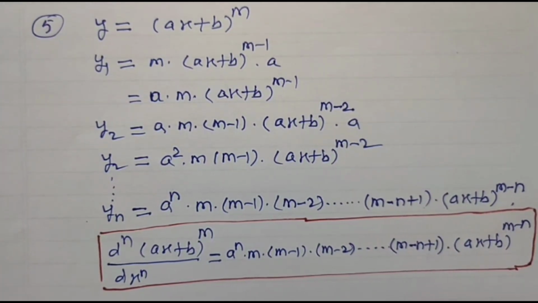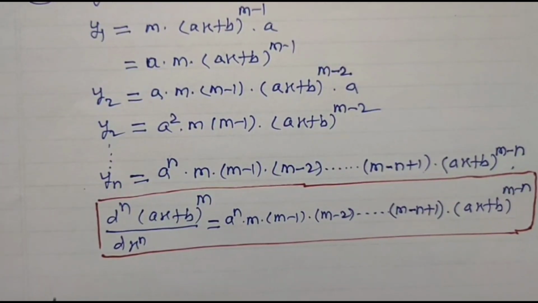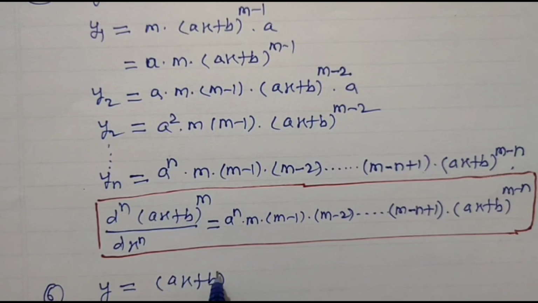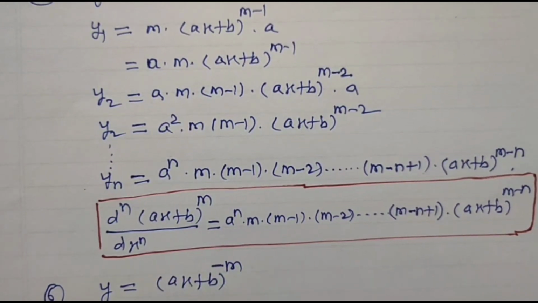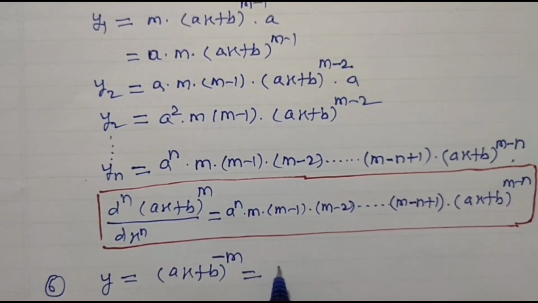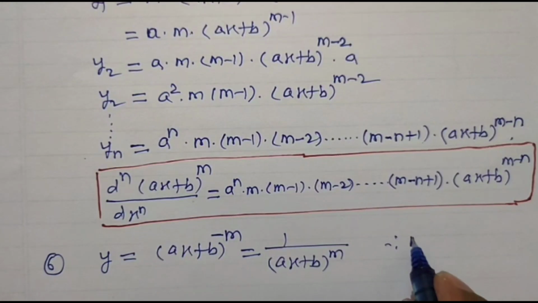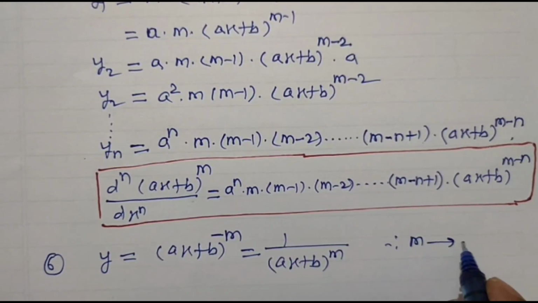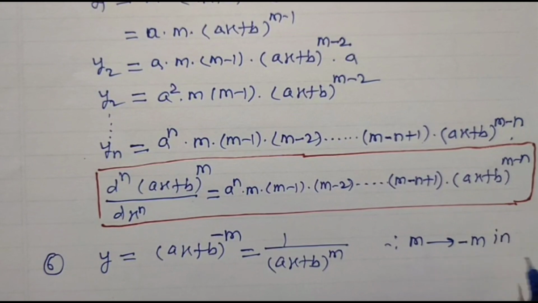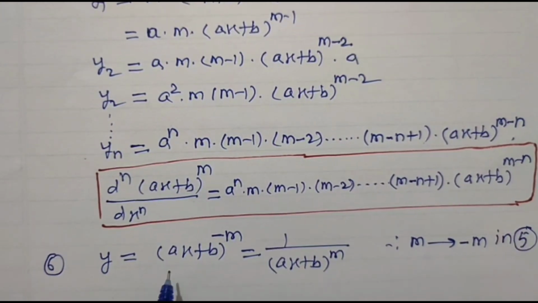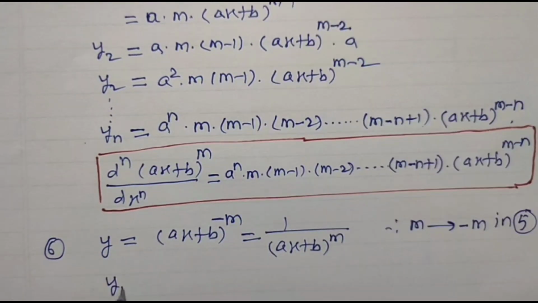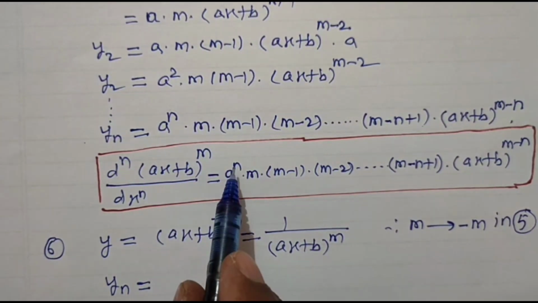Now the next formula, formula number 6. Considering y is equal to (ax plus b) to the power minus m, or we can write this function as 1 upon (ax plus b) to the power m. Replace m by minus m in formula number 5. That gives the nth derivative of this, yn is equal to a to the power n.